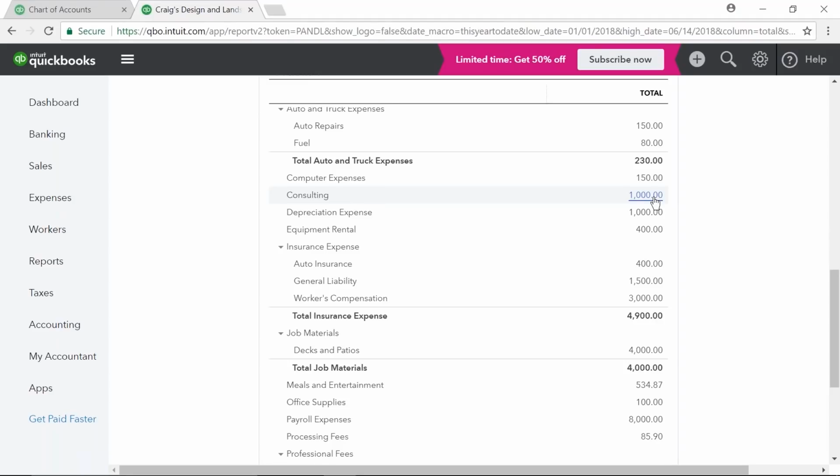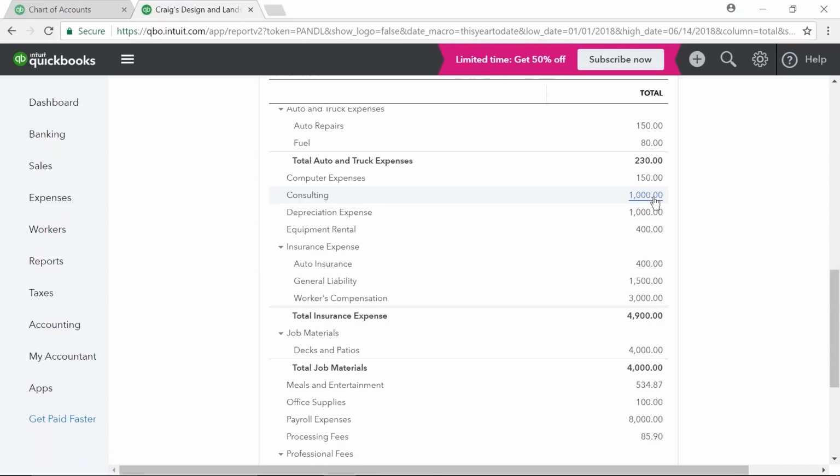Now, whenever we're looking at a profit and loss statement, all of these accounts are organized in alphabetical order. But there are additional ways for us to organize these statements and also our chart of accounts. One of the main ways that people do that is with something called sub-accounts.